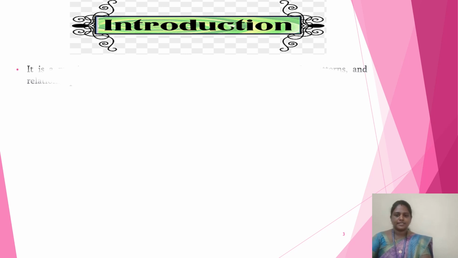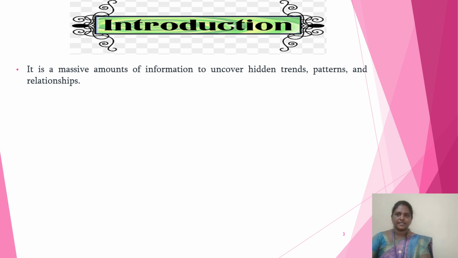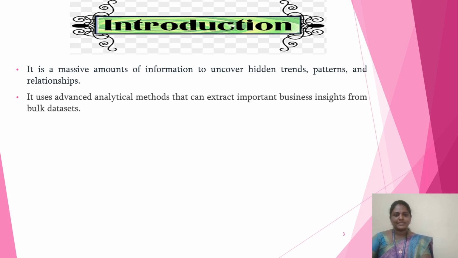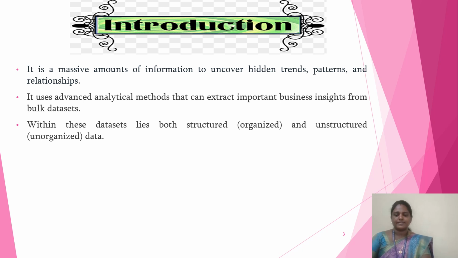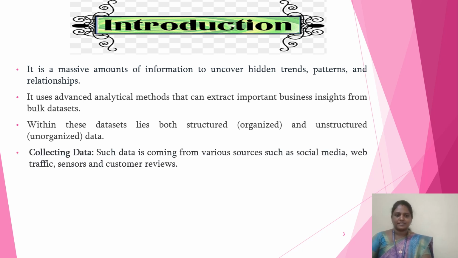Big data is nothing but a large amount of data that is mainly used to solve complex problems. It means a massive amount of information used to uncover hidden trends, patterns, and relationships, and to extract business insights. We have bulk data sets that can be analyzed and processed. These data sets can be structured or unstructured. Structured means the data is organized, and unstructured means the data is unorganized.